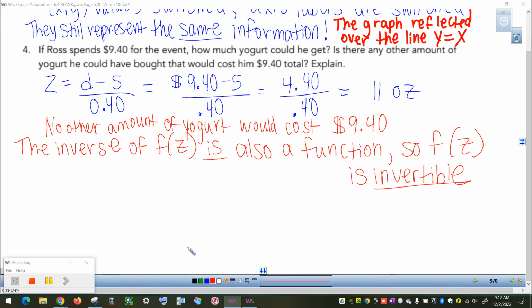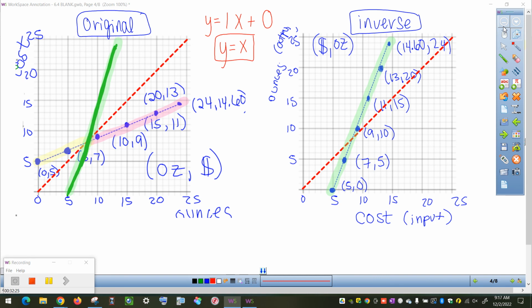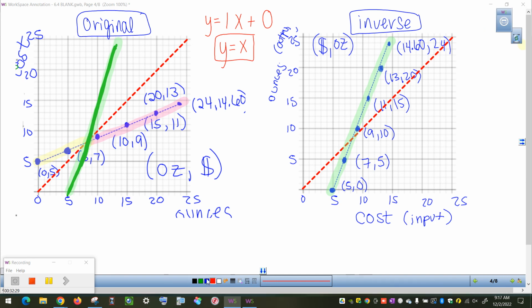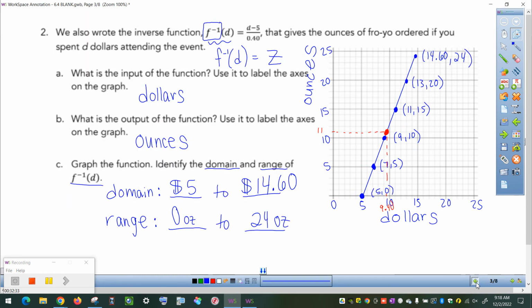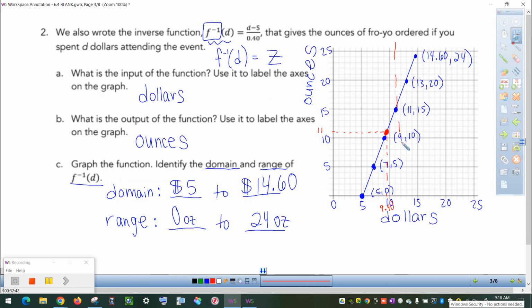Another connection that we talked about earlier in the year: when you are looking at the graph to tell if something is a function, it has to pass the vertical line test. If we look back at these, both of them pass the vertical line test. The first one here, a vertical line only crosses through one time. When you look at the inverse, a vertical line only crosses through one time.